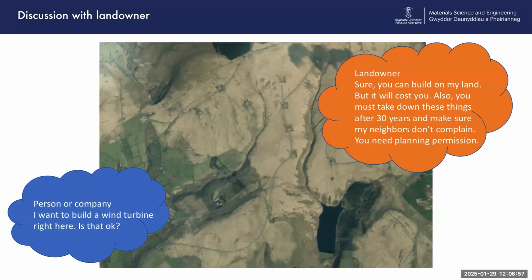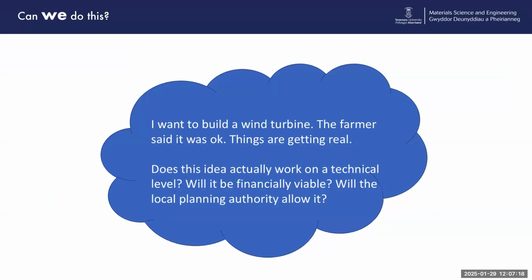And you approach the landowner if you can find out who they are. And he says, yeah, sure, you can build on my land. It's obviously going to cost you ground rent every year. And you've got to take them down after a certain number of years. Well, he probably won't say that, but that's sort of built into the concept of the whole thing, about 30 years. Let's make sure my neighbours don't complain, and you're probably going to need planning permission to do it.